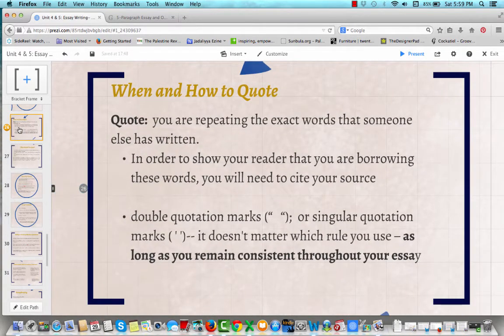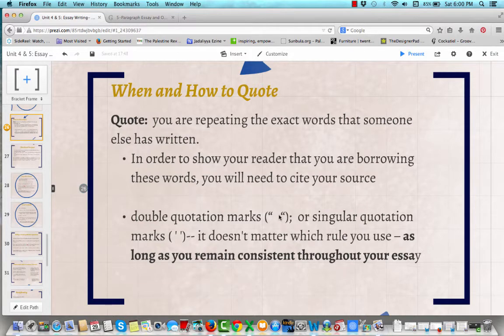All right. So in regards to quotations, as we went back to quoting, you're repeating the exact words that someone else has written. So when do you quote? You quote when you have taken exactly the same words. So, an eye for an eye makes the whole world blind. This is not your wording. This is Gandhi's wording. So you are borrowing these sources for your essay, so you need to quote them.